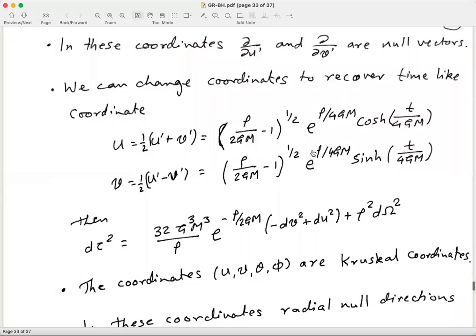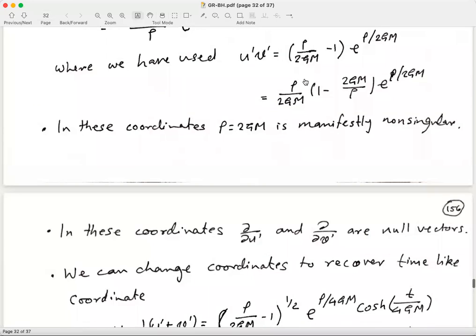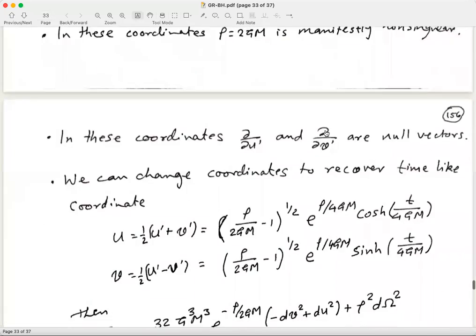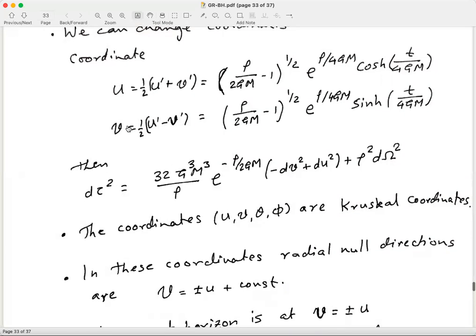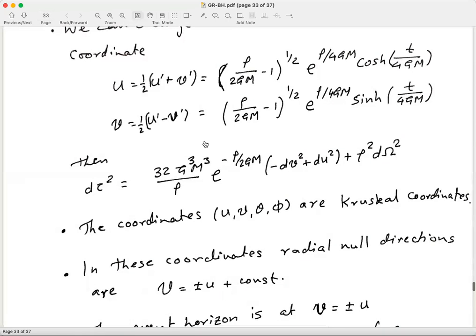There is nothing that we gain by doing this change of variables, because this metric and the earlier one are essentially the same. That is just making a light cone kind of choice, whereas u and v are the usual space and time coordinates. So this metric that we have written down is called the Kruskal metric, and u, v, theta, phi are typically referred to as Kruskal coordinates.